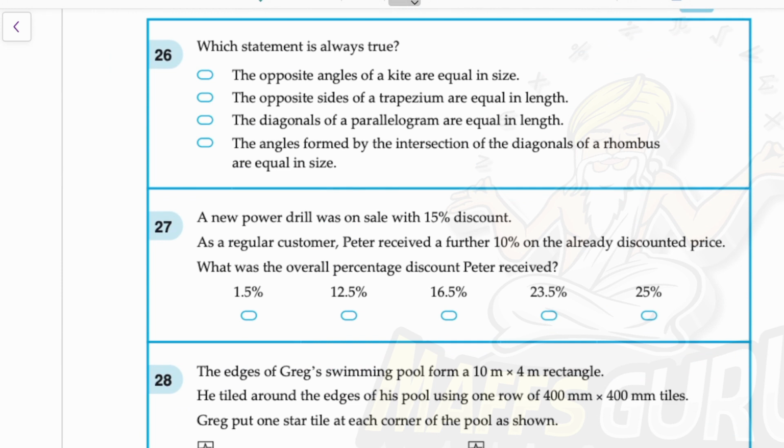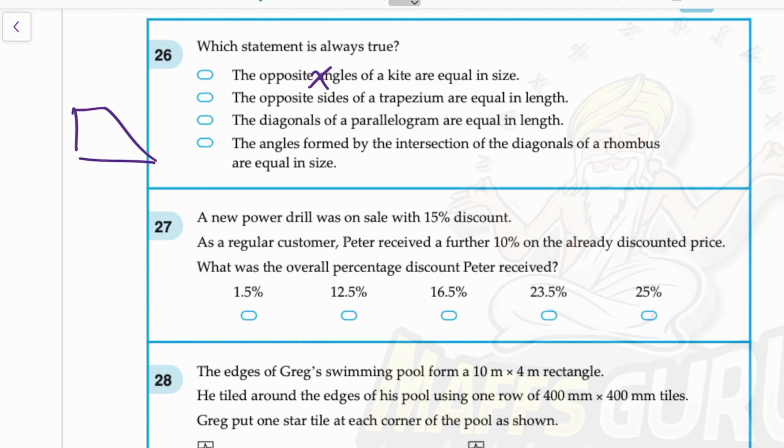Which statement is always true? The opposite angles of a kite are equal in size. That is not true. If we look at a kite, these angles here are definitely the same size, generally speaking, but those two there are not. So that's rubbish. The opposite sides of a trapezium are equal in length. Again, completely rubbish, because some trapeziums can actually look like that.